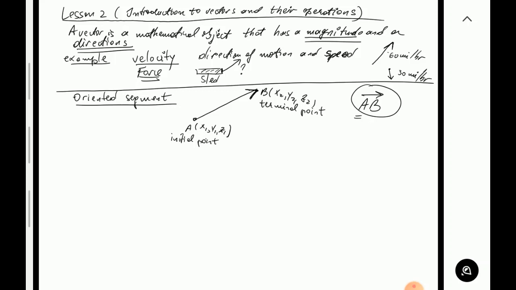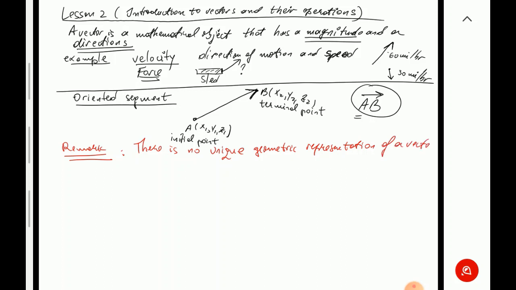All right, so let's write down a very important remark at this point to keep in mind, which deserves another color here to emphasize its importance. There is no unique geometric representation of a vector. When we talk about the direction, make sure you do not confuse the location of a segment with the actual direction, right?